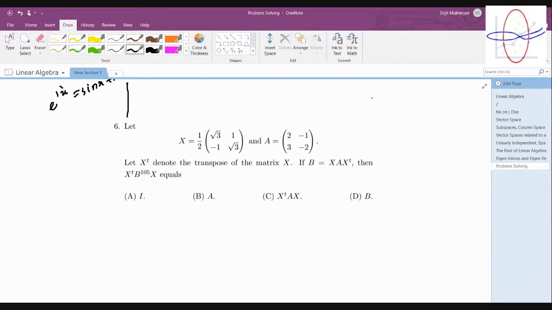Let X be this 1 by 2 matrix and A be this, and X transpose. If B is equal to X A X transpose, then X transpose B to the power 105 is what? Tell me. This makes sense. X is an orthogonal matrix. Lovely. So you must observe that X transpose and X inverse will be the same. Then B and A will be similar matrices, since B equals X A X transpose.